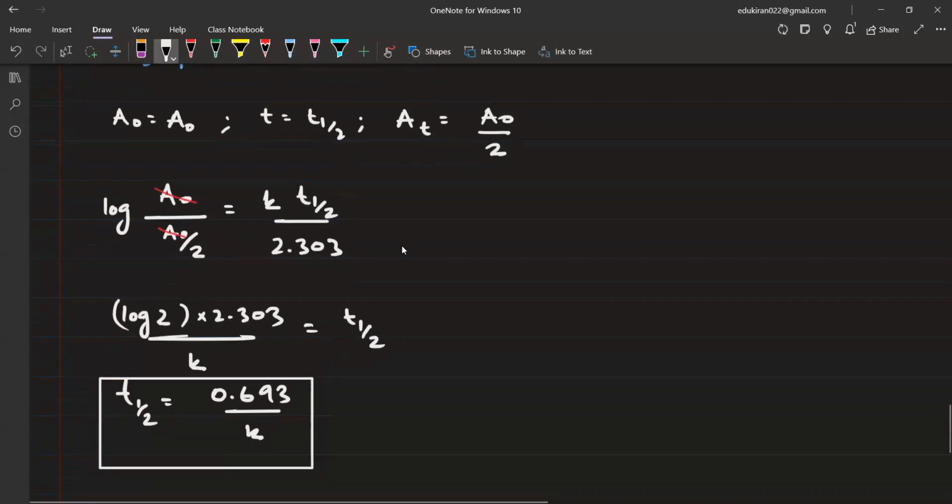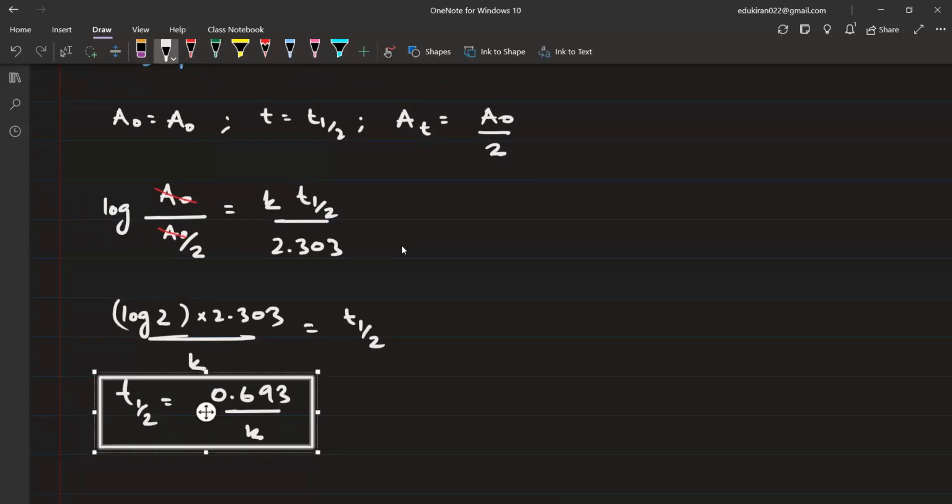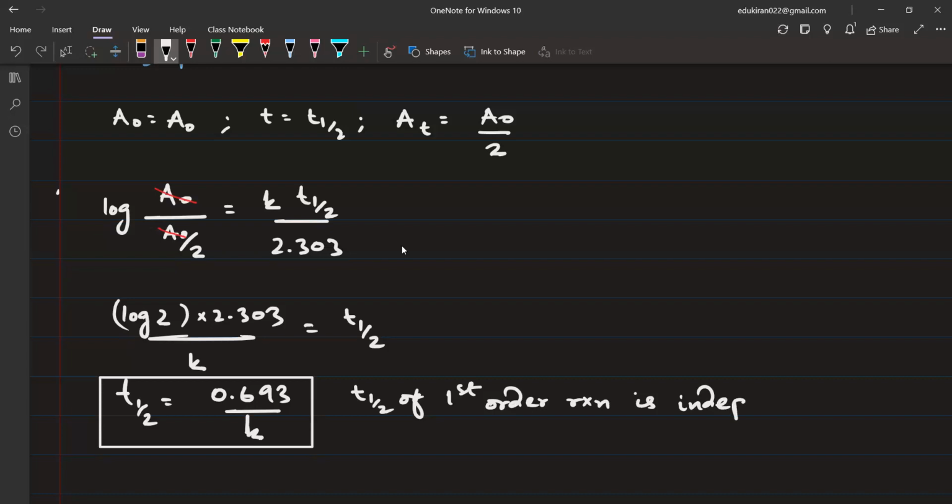Now, an important conclusion that we can draw from this T half is that, see, in the T half equation, I don't have the initial concentration. That's why I can say T half of first order reaction is independent of initial concentration.